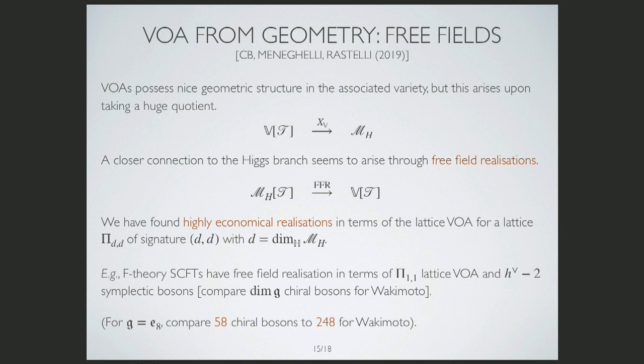And if you compare this to generic cases, if you look at something like the Wakimoto realization of an Affine-Kac-Moody VOA, then you need dim G many chiral bosons, whereas for these F-theory SCFTs, you need a 1,1 lattice and h^∨ − 2 symplectic bosons. So if you plug in E8, this means that we're getting by with 58 instead of 248 chiral bosons as the ingredient. So there's some economy in these constructions associated with the fact that we're looking at these vertex algebras at special values of the level, where their associated variety is symplectic, and this is all tied up with some good properties of 4-dimensional SCFTs.